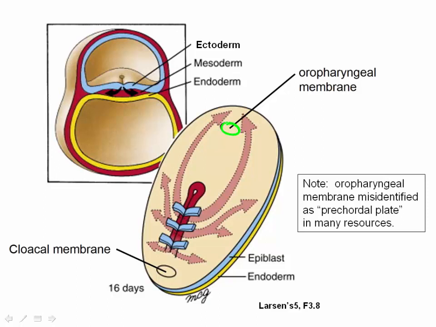at the oropharyngeal, otherwise referred to as the buccopharyngeal membrane, and caudally at the cloacal membrane. Both midline membranes are sites where the overlying ectoderm is tightly fused to the endoderm. The buccopharyngeal membrane represents the future opening of the oral cavity. The cloacal membrane marks the site of the future distal end of the gastrointestinal and the genitourinary tracts.